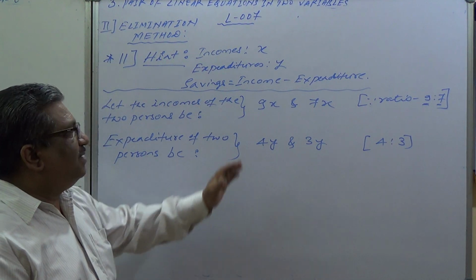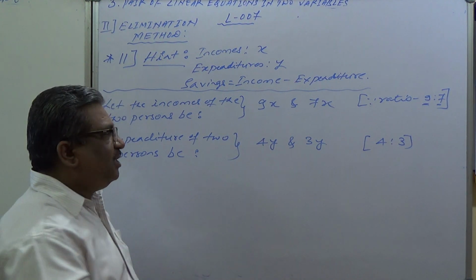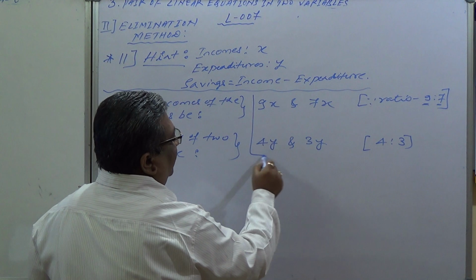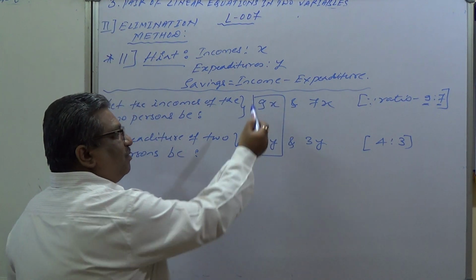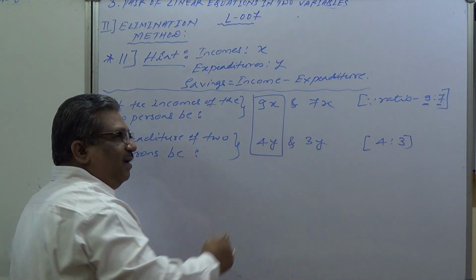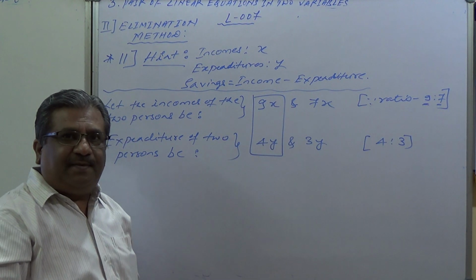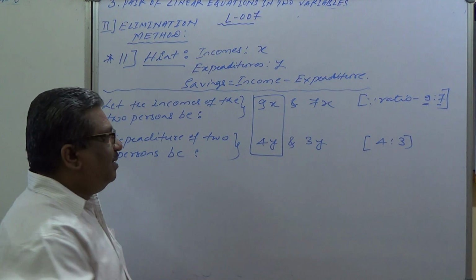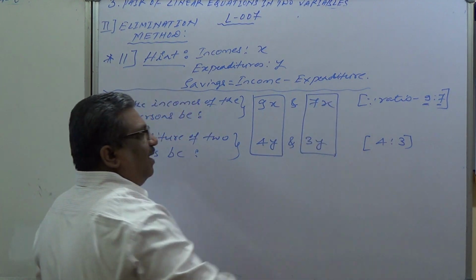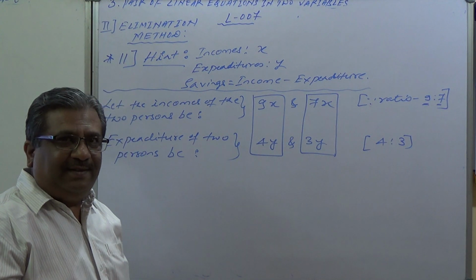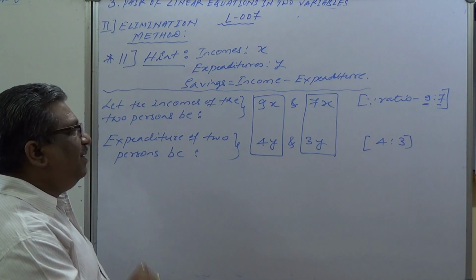See here, I will consider the first person. For the first person, the income is 9x and expenditure is 4y. So 9x minus 4y equals his savings, which is 2000. Similarly, for the second person, 7x minus 3y gives you 2000. Are you able to understand here? It is a very peculiar situation.